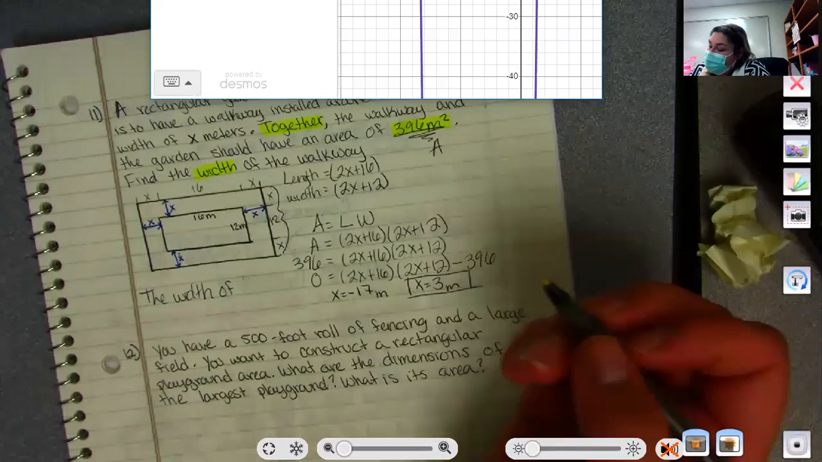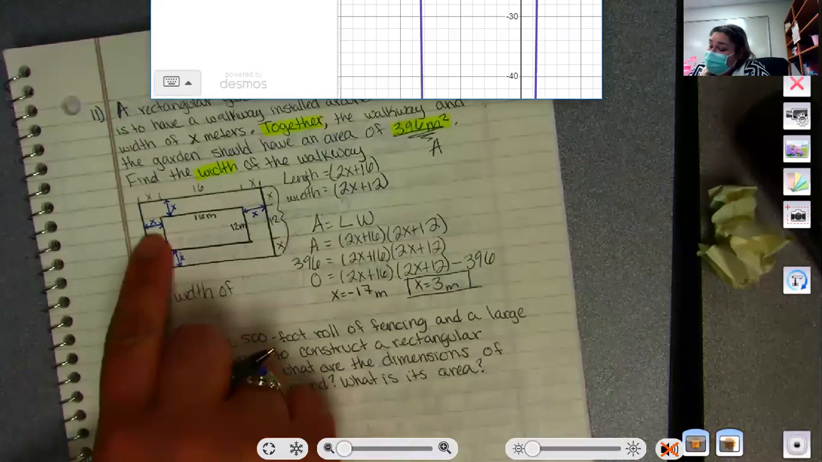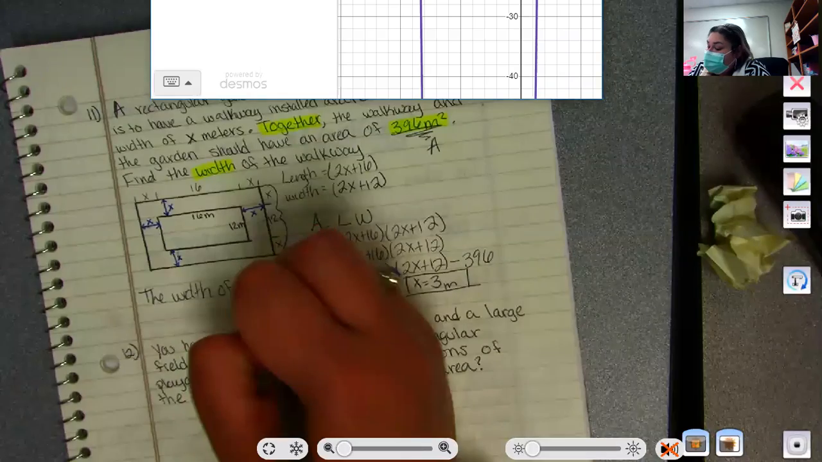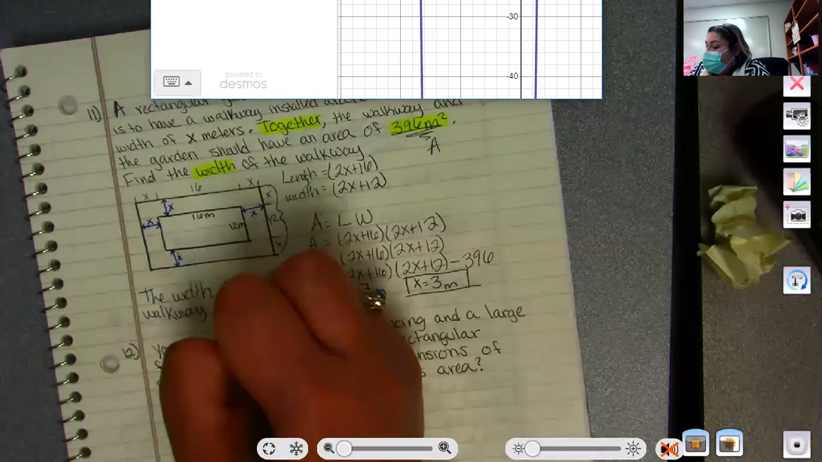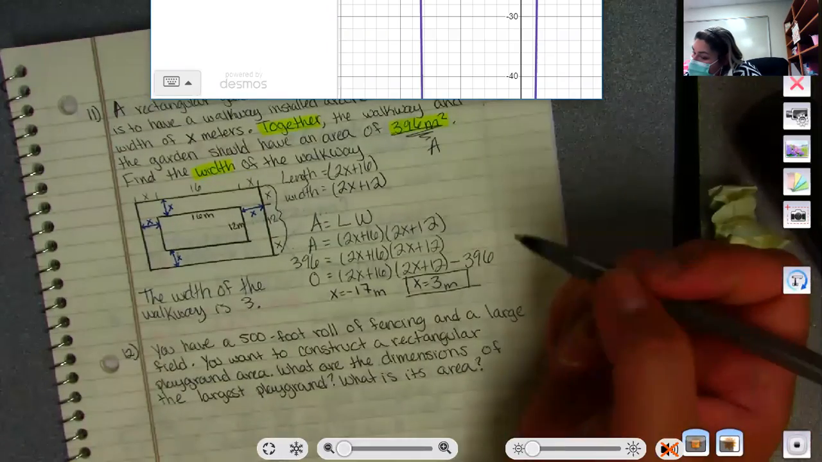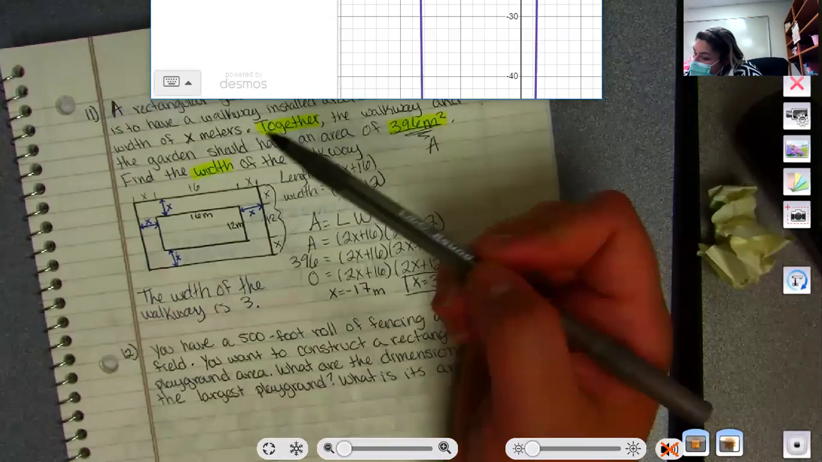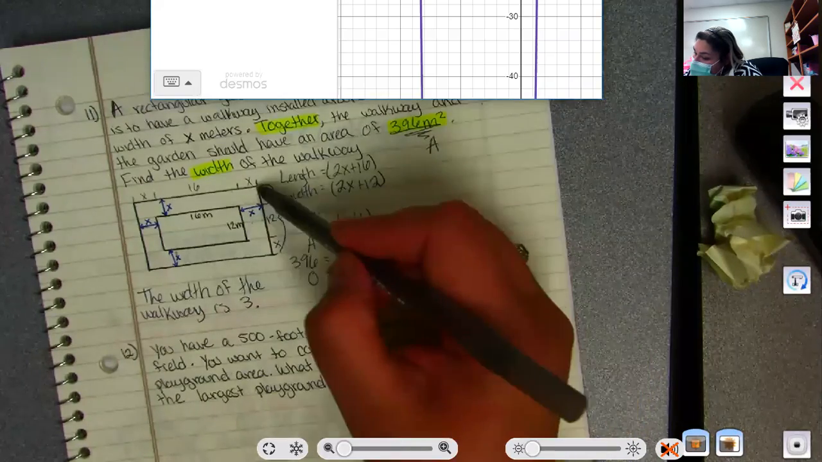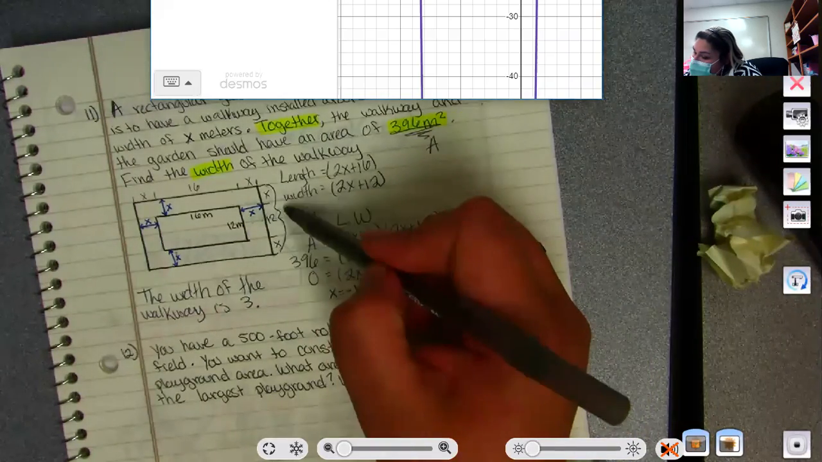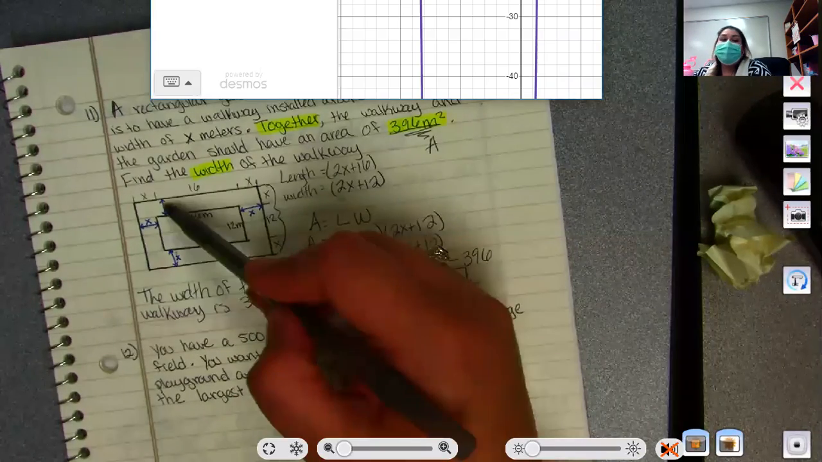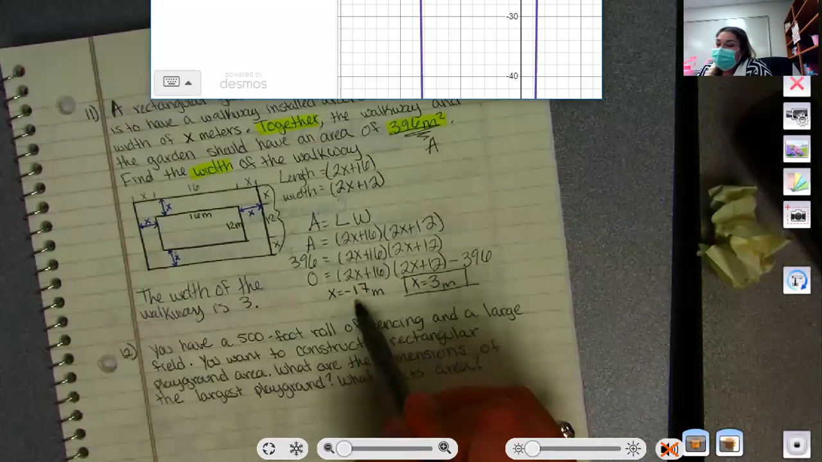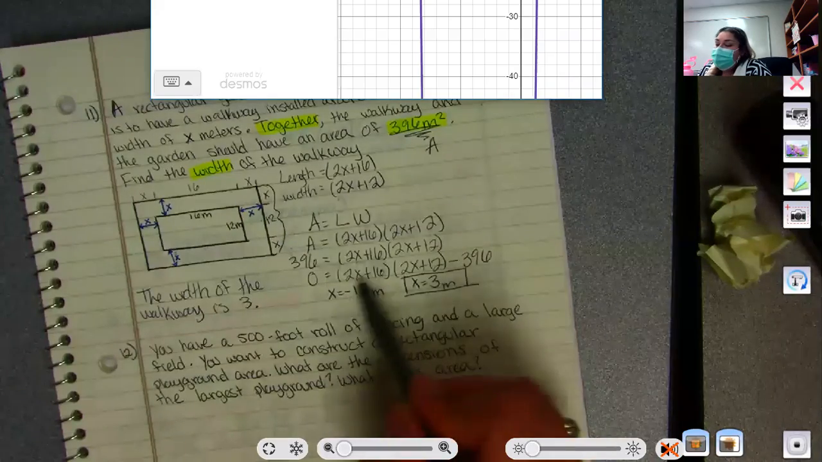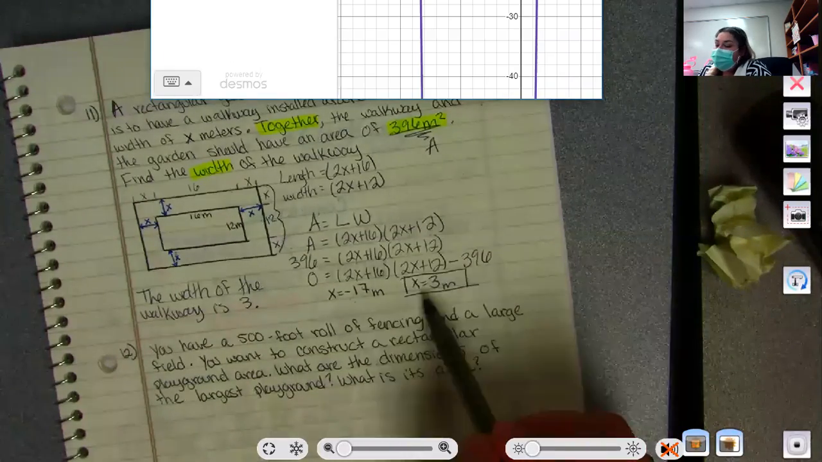So the width of this walkway is 3. I'm assuming that's what it's asking for, because this is also the width-ish. No, the inside. I think it's asking for this little x, okay? Just FYI, because that would be the whole purpose, right? To throw out this -17 because it doesn't make sense with what we're talking about. So I think that would be the point of this.